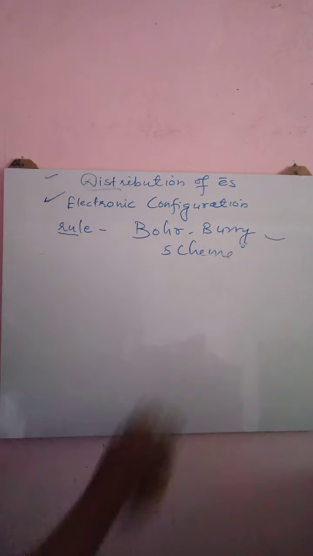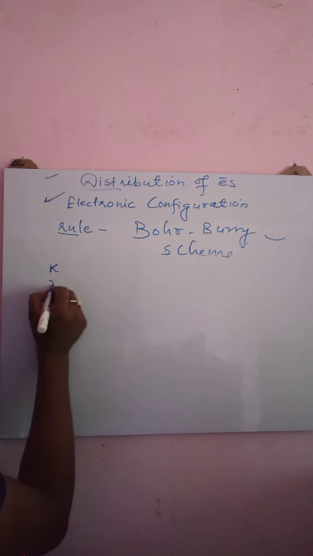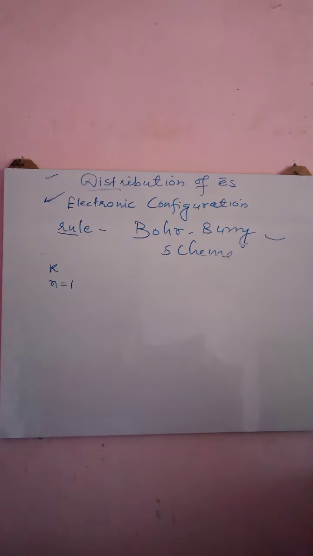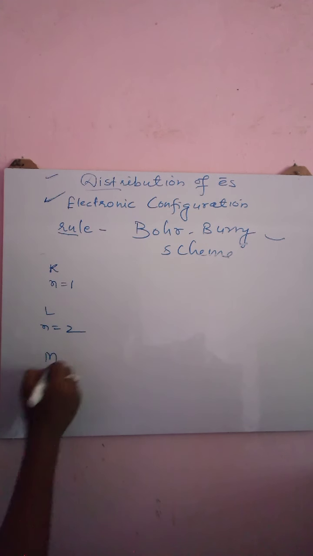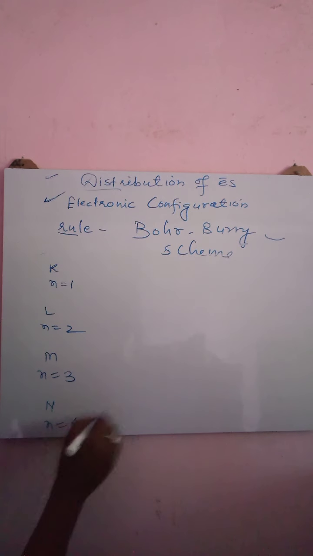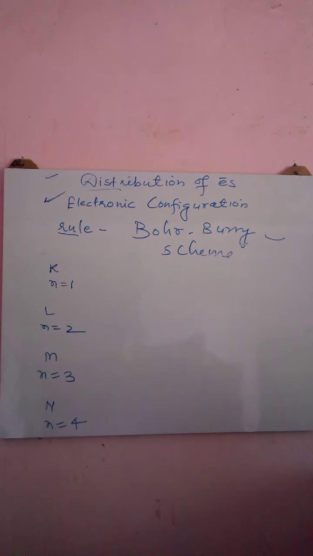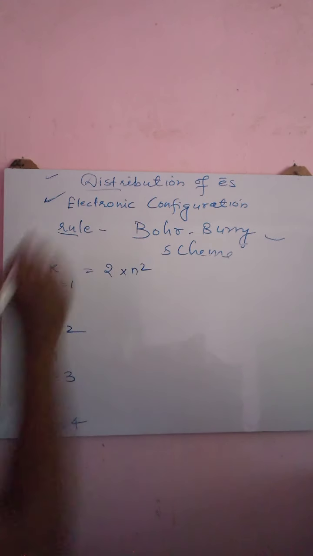Now, for the K shell, the value of small n is 1. For the L shell, the value of small n is 2. For the M shell, the value of small n is 3, and for the N shell, the value of small n is 4, and so on. For the O shell, the value of small n is 5. For the P shell, the value of small n is 6. Bohr-Bury told that a shell can have maximum 2n square of electrons.